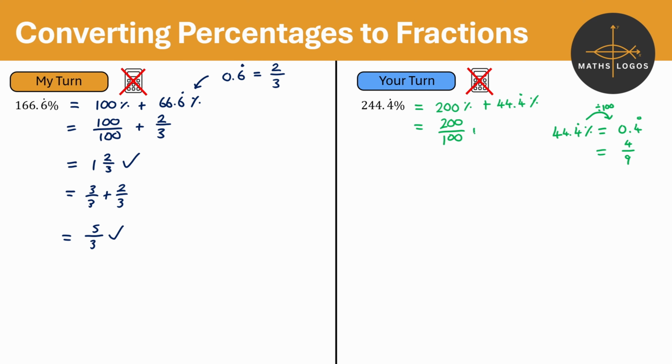Then I'll say 200 over 100 add 44.4 recurring percent, which is 4/9. 200 over 100 is 2. So that's 2 and 4/9. And then I can turn it into an improper fraction. I'll do 9 multiplied by 2. That gives me 18. Write that over 9. That's a quick trick. All it's done is it's turned 2 into a fraction out of 9. Of course, 18 divided by 9 is 2, so that's all I've done there. Add on my 4/9. 18 add 4 gives me 22 over 9. So that's my final answer, 22 over 9.